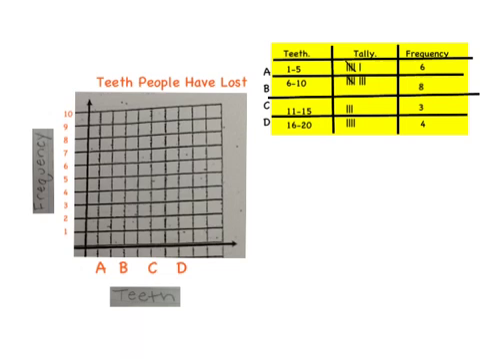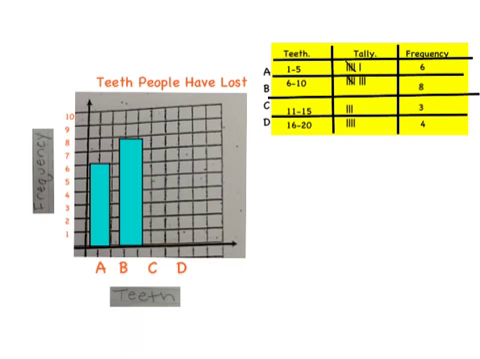In row A, there were 6 for a frequency. So we go up 6 and make a bar, like that. You're supposed to fill the whole bar in. So in row B, there were 8. So we go up to 8 and make a bar there. As I said before, the bars should be touching.